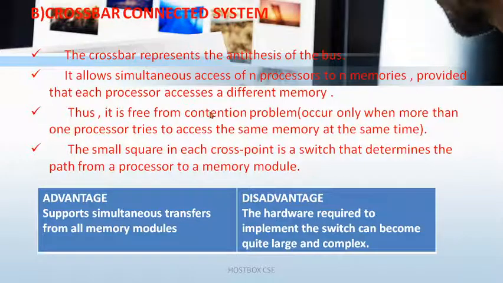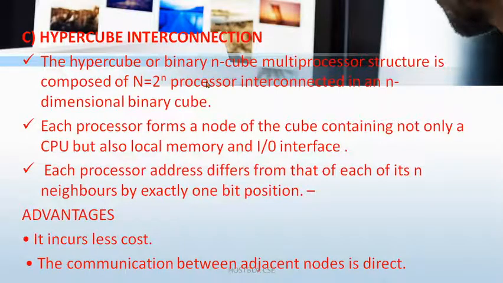So practically, if you want to implement, you have to spend a lot of cost for setting up this crossbar connected system. Next is the hypercube network. Here it's a binary n-cube multiprocessor. The structure is composed of 2 power n processors interconnected in an n-dimensional binary cube.